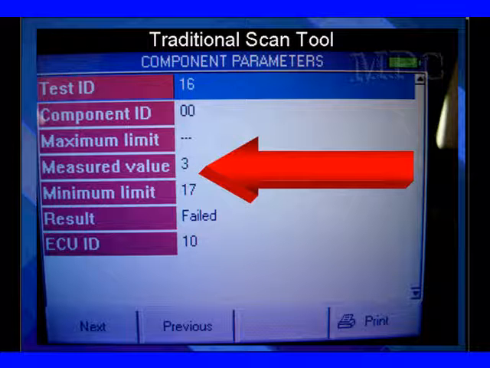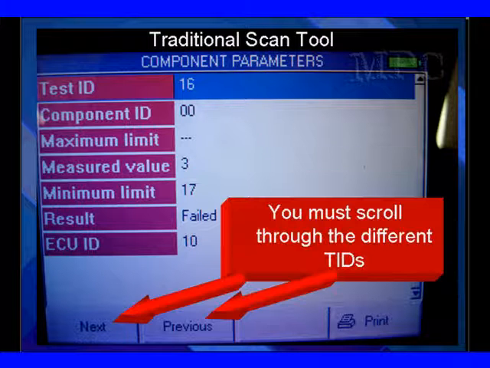Now traditional scan tools look like this. We have a minimum limit of 17. We have a measured value of 3. We have failed. This is the same type of pattern we were looking at earlier. Maybe a problem with cold sensors.